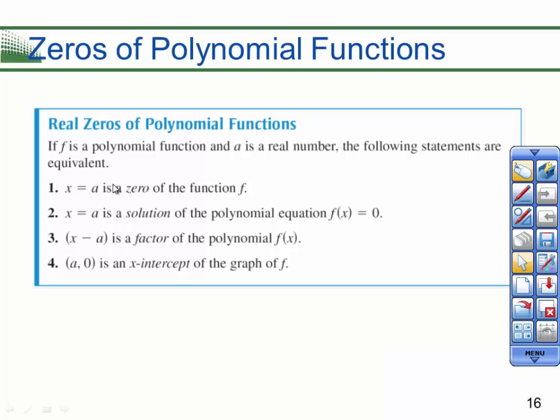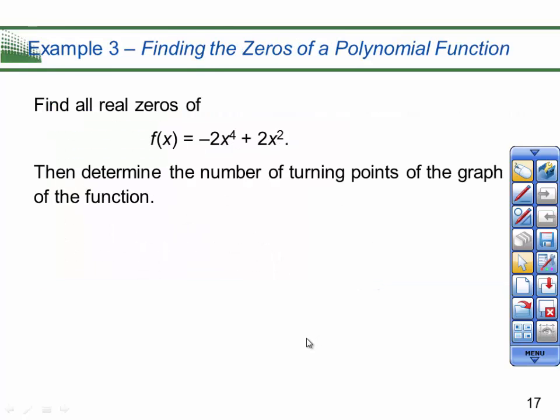All right, zeros of a polynomial function. Let's say x equals a is a zero of the function. Then x equals a is a solution when it's equal to 0, and x minus a would be a factor of the polynomial, just like for quadratics. And a, 0 is then a point, or an x-intercept, on the graph. All right, so let's look at an example. Let's find the real zeros of this and determine the number of turning points of the graph.